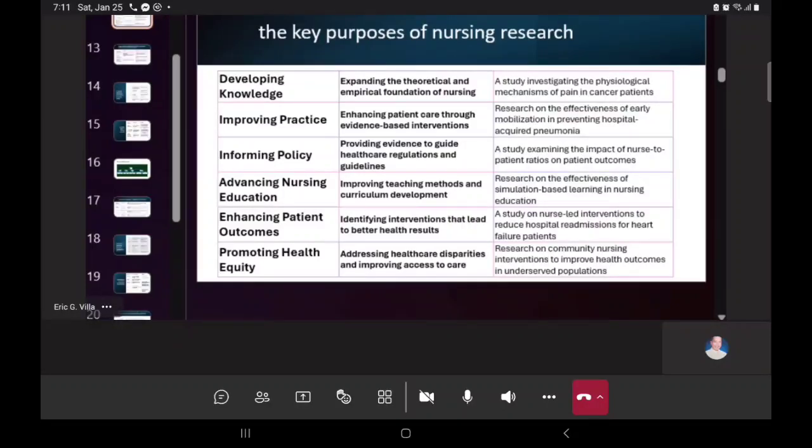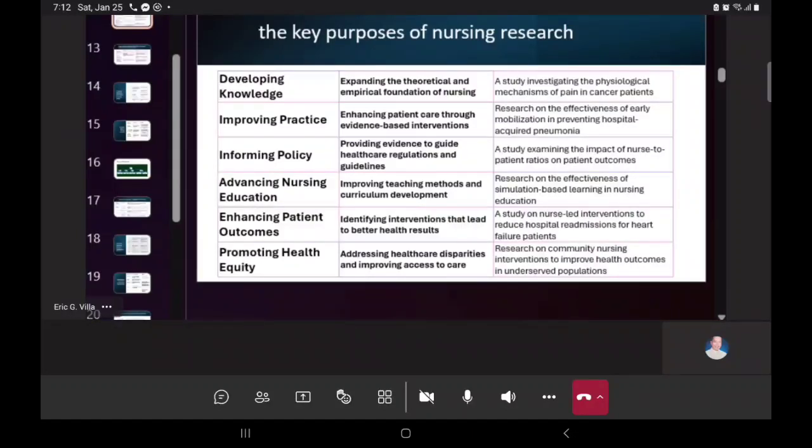Advancing nursing education is another important purpose. Research in this area helps improve teaching methods and curriculum development, ensuring that future nurses are well prepared for the challenges of modern healthcare. An example is a study on the effectiveness of simulation-based learning in nursing education, which has led to the widespread adoption of this teaching method in nursing schools.